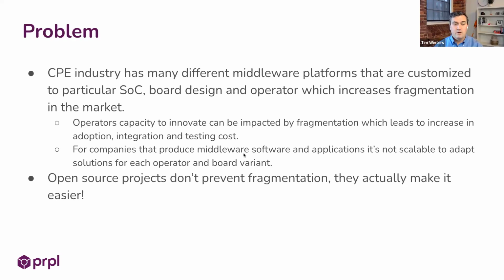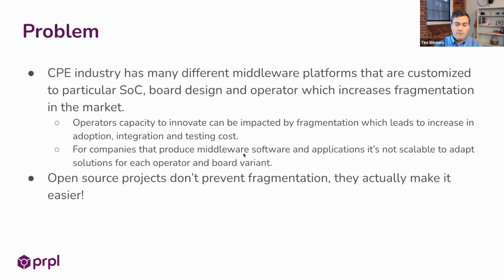All of this isn't scalable. So the problem we were having is none of this is scalable. So open source resolves a lot of these issues. One thing it doesn't necessarily prevent is fragmentation. Anybody can grab an open source project, fork it, and then all of a sudden you have more fragmentation. Open source makes it a little bit easier to fragment than previously.